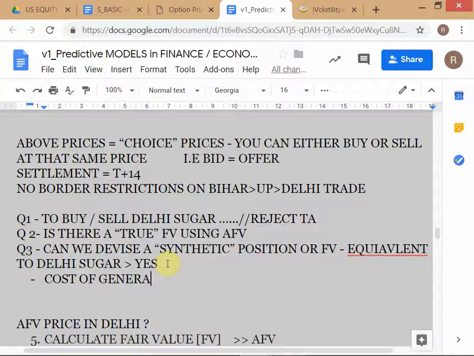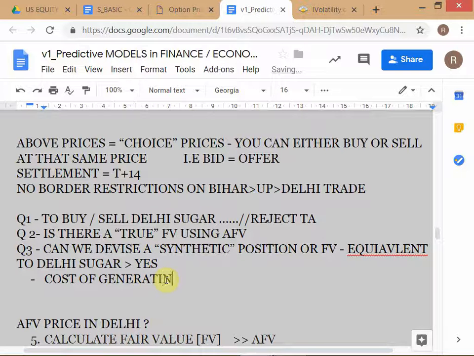Okay, three moving parts here: the transportation cost, and prices in Patna and Delhi. You may have a bigger problem with 25 moving parts, but you can still apply the same framework, as long as you know how to create the exact synthetic position. It has to be the same, with the same cash flows and same consequences. Here, and same here, we are assuming the same grade of sugar.